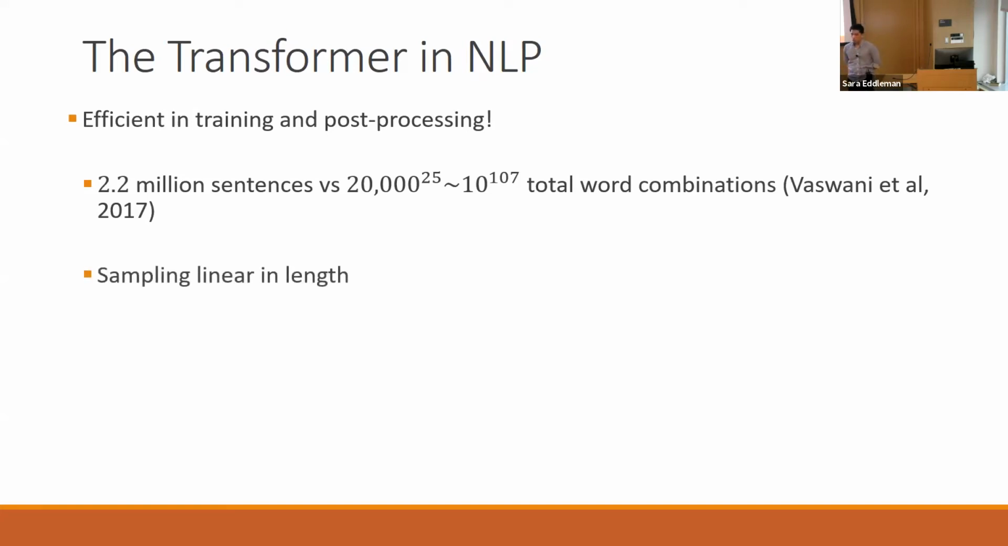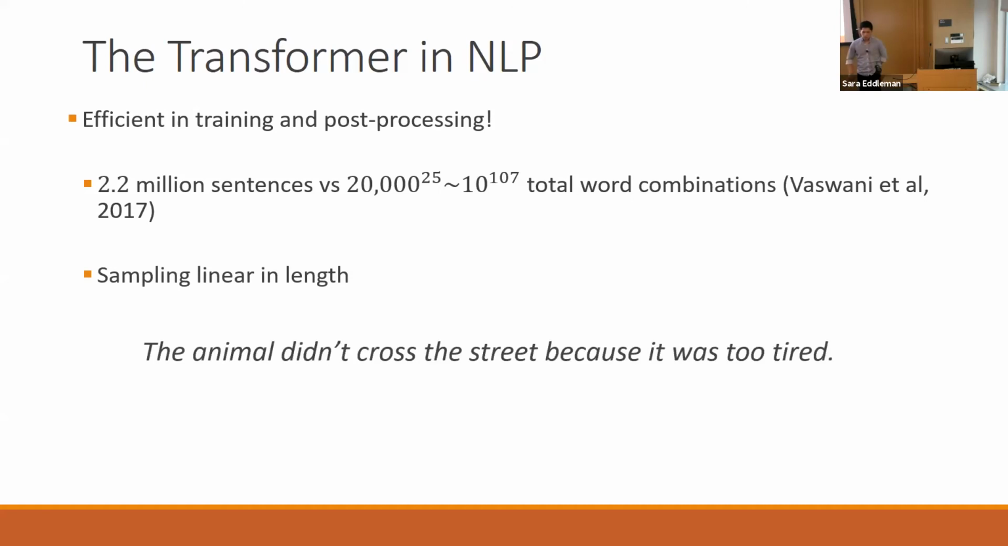In addition, sampling from this model, so this is a generator model, which means the ultimate task is to be able to generate samples from it. So sampling is linear in the length of the sentences that we're interested in. And so this is originally applied to a translation task. So I'll give a quick demonstration of what it looks like in translation.